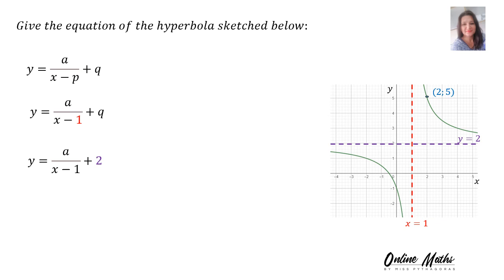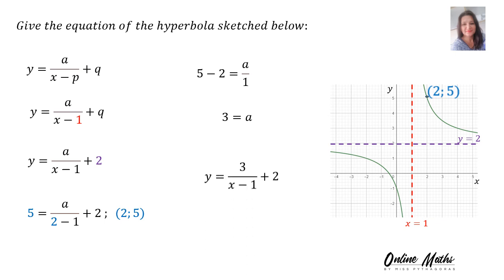The third thing you need is a point that lives on your hyperbola, and here you will find the point (2, 5). And I'm going to substitute in y's place the 5 and in x's place the 2. Then under the line, 2 minus 1 is 1. Therefore, we end with 5 minus 2 is equal to a over 1. 3 is a's value. And then your equation is y is equal to 3 over x minus 1 plus 2.